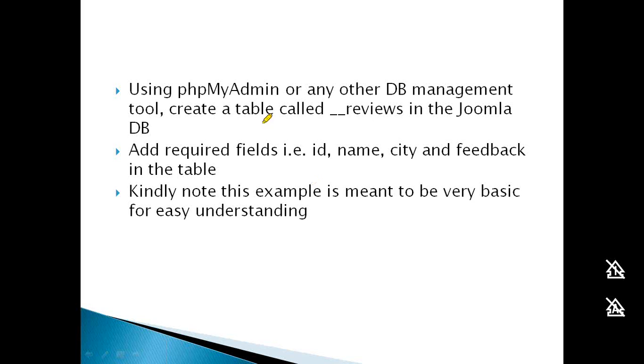The first step goes with phpMyAdmin. You need to go to phpMyAdmin, go to the Joomla database which you have just created, and create a simple table called reviews. Your prefix could be as per the rest of the tables in your database, so it would allow you to automatically call the table in the database if you keep the same prefix. For demo purposes, we are adding four different fields: ID, name, city, and feedback.